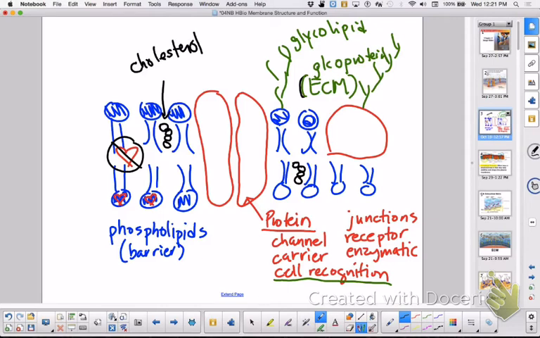And if you remember, we talked about that having to assist with the fluidity, right? Cholesterol will help keep the cell membrane together if it is too hot, and prevent it from freezing if it's too what? Cold. Okay?